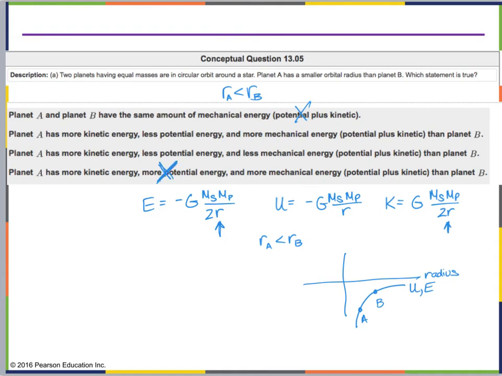Now I have to see between these two, it's going to be which one has more mechanical energy. And while, of course, A has less potential energy, it's also going to have less mechanical energy, again, because it's going to be right here. And so that gives us that it's the third answer. This one is not correct either. Okay, so we did a lot of that through process of elimination, and that's okay.